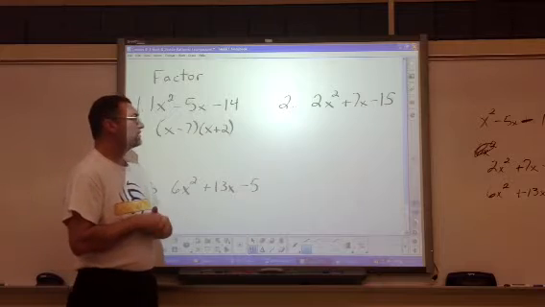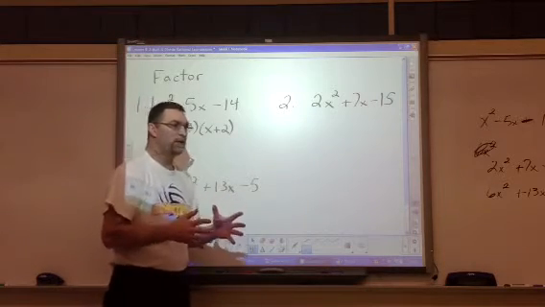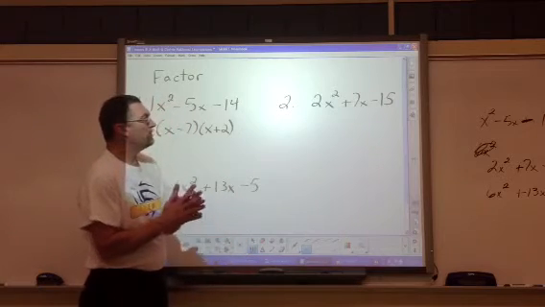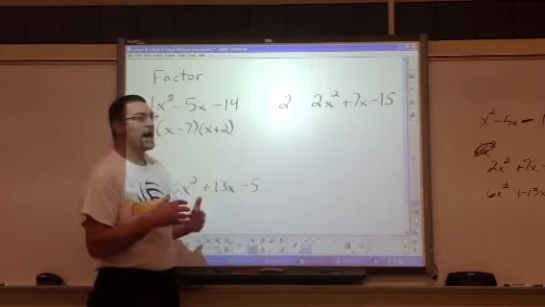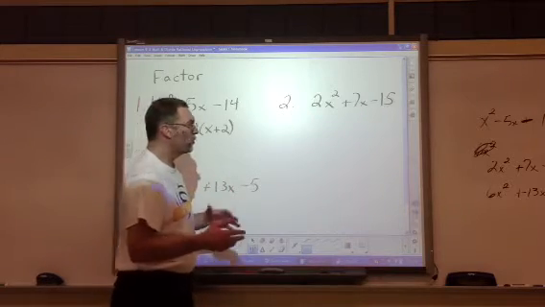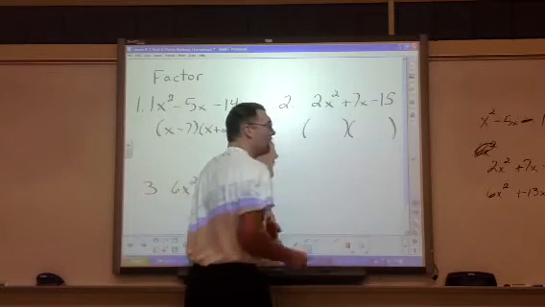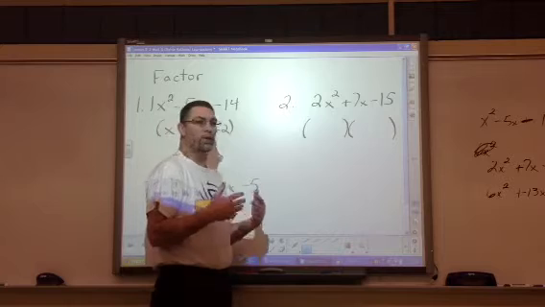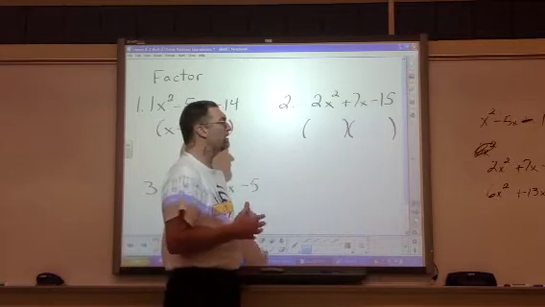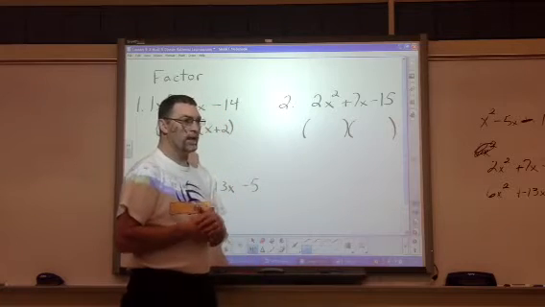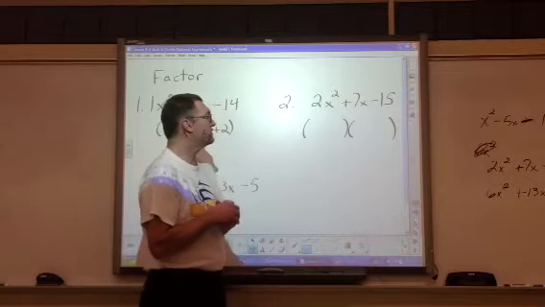Number 2 says 2x squared plus 7x minus 15. Now we can do this two ways. Hopefully you can factor it without having to use any special techniques, that you can see the combinations that would work. If I can see what's happening, it makes it a lot easier and it can go a lot faster for you. If you are not able to see it and you have to use a special method, the method that we use is called slide and divide. I'll show you how to use that method in just a moment.